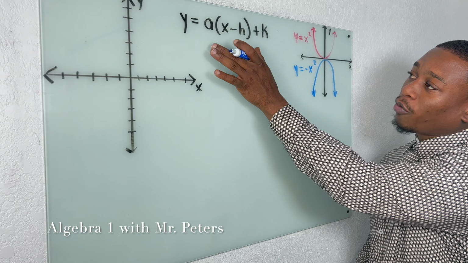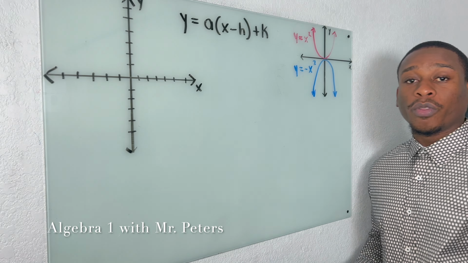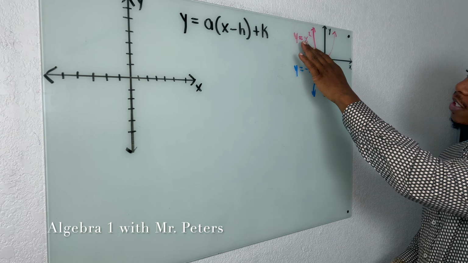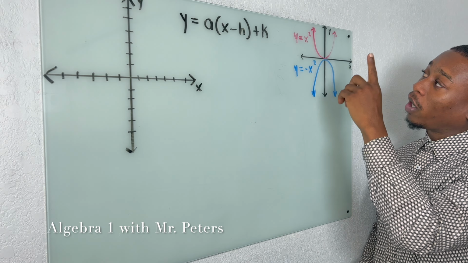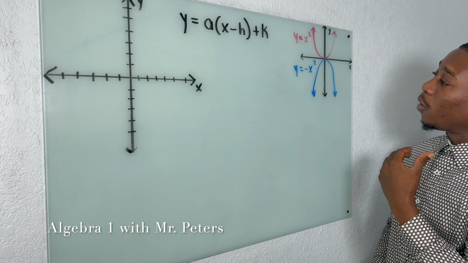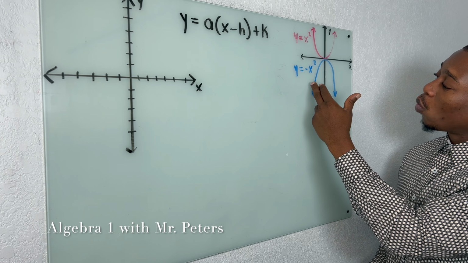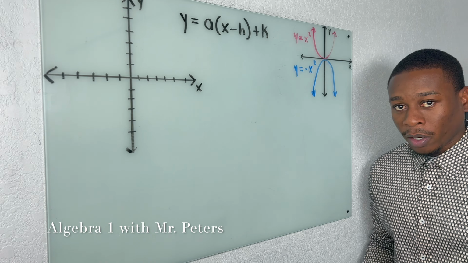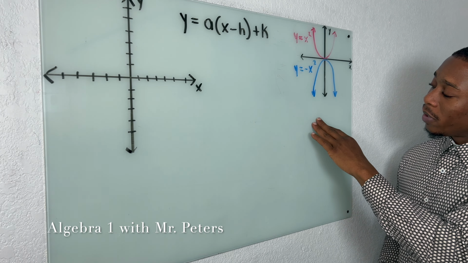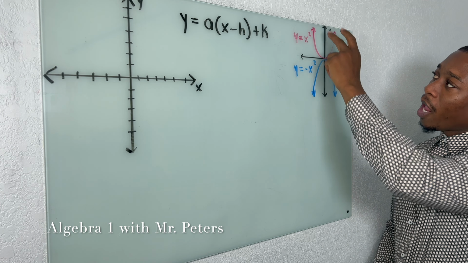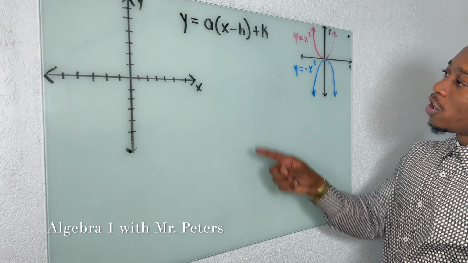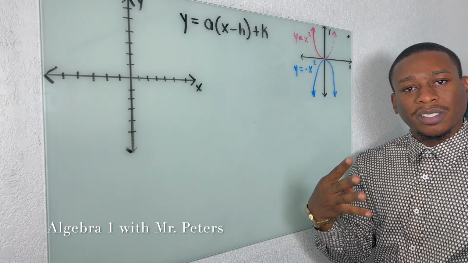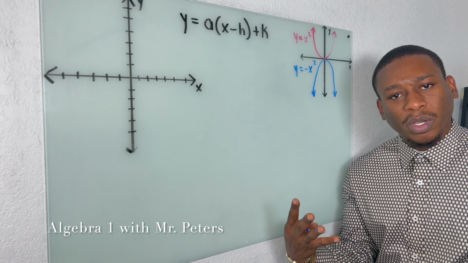So before we start off with vertex form, guys, we need to know the original graphs. Y is equal to x squared is going to be a U-shaped graph that is opening up. And then y is equal to negative x squared is going to be opening down. And just understand that when the graph opens down, we're going to have a maximum. And when it opens up, we're going to have a minimum value.